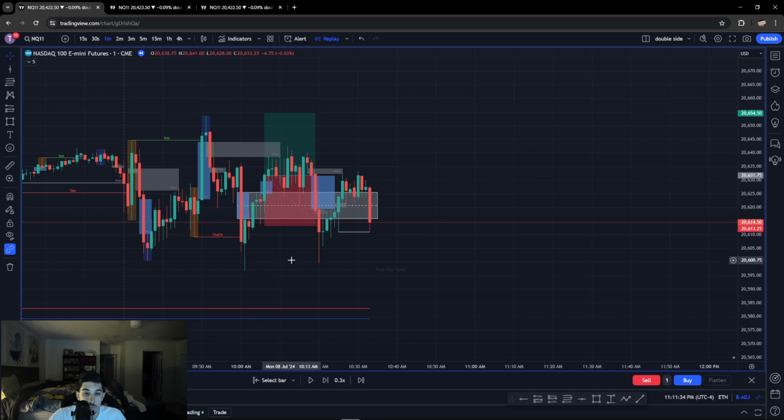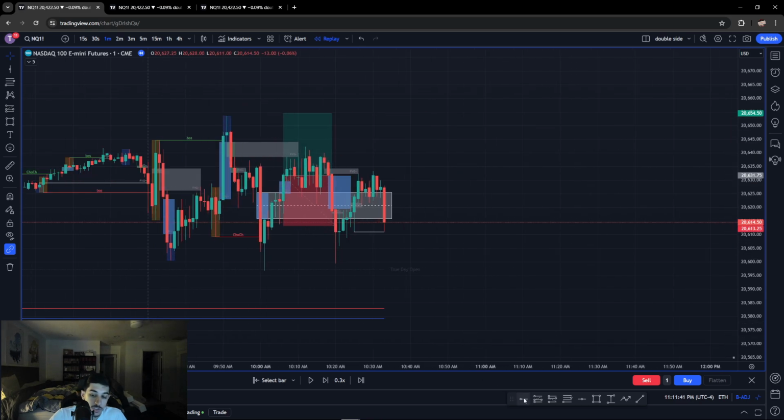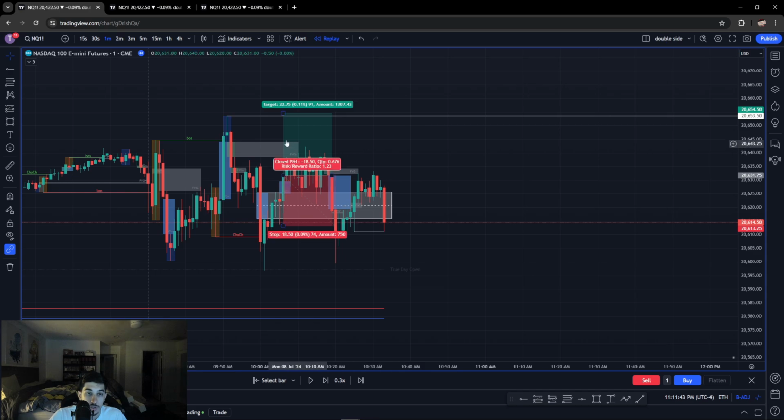And the reason why I don't like this long is just because of what we're targeting, right? This right here is high of day, but high of day just got put in, right? Let's look, 10:07. High of day just got put in 14 minutes ago. There's not going to be that much liquidity there. So this is just not a good trade, right?